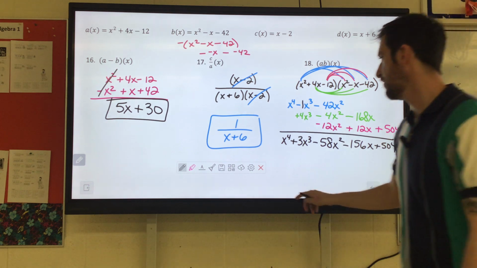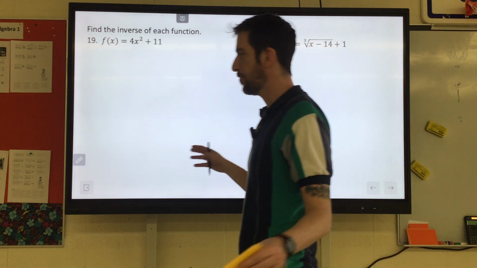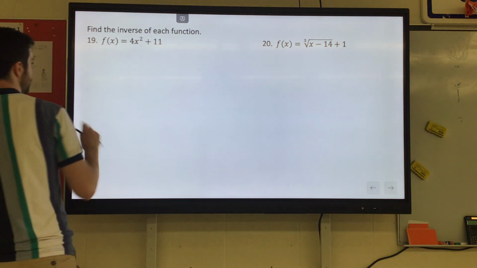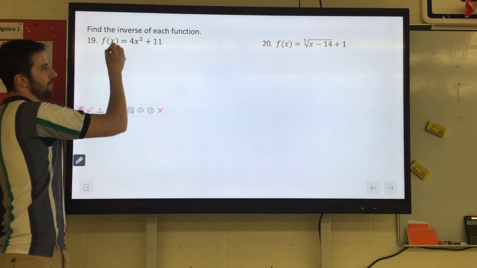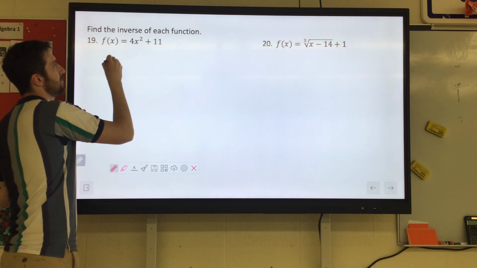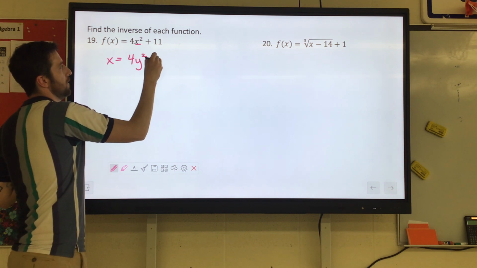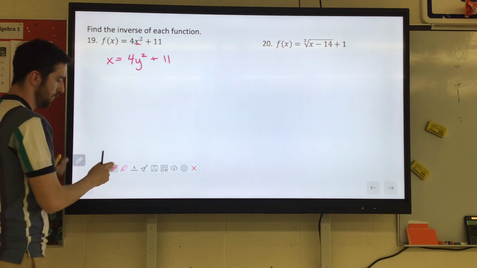Last thing, inverses. So inverse functions. Find the inverse of each one. So remember what we had to do here. We flip the x and y. And remember f of x is the same as y. So we're going to make this x. And we're going to make the x squared here, we're going to make it y squared. And you resolve for y.